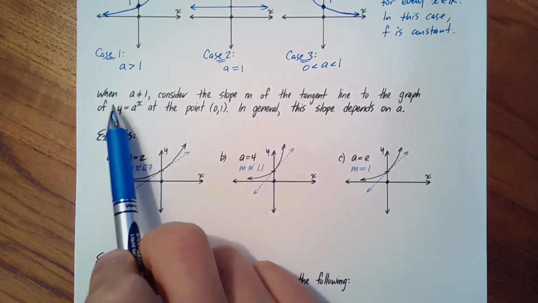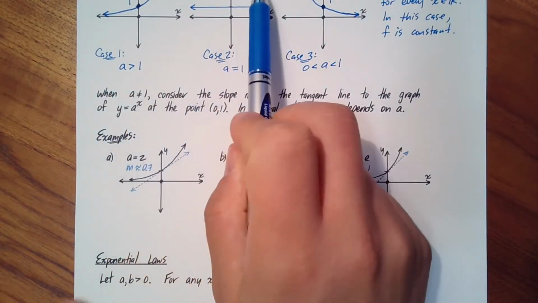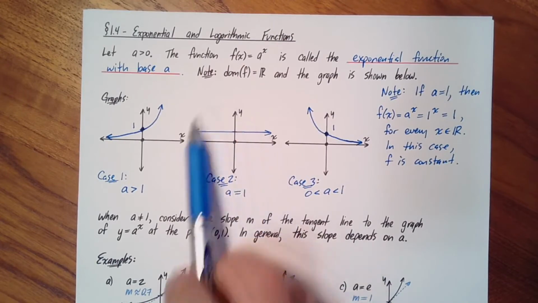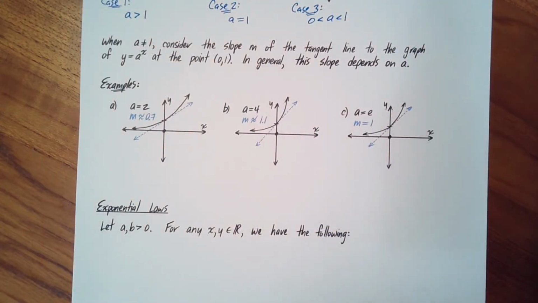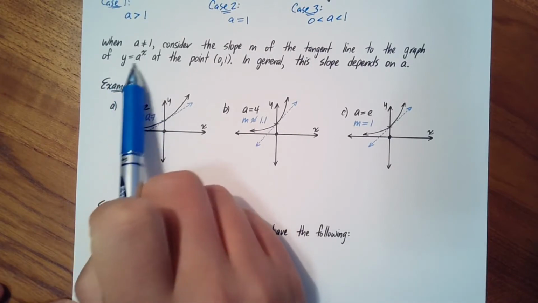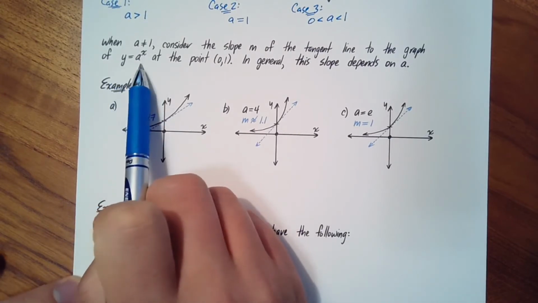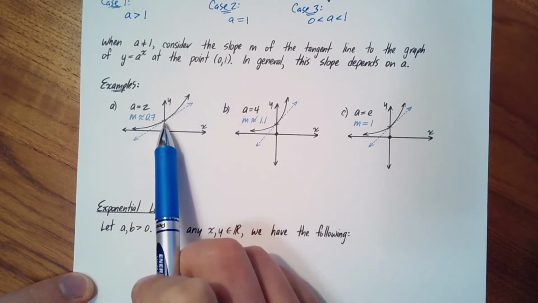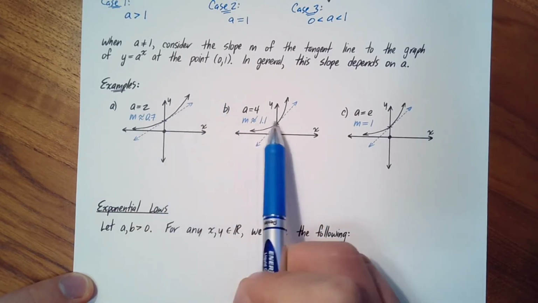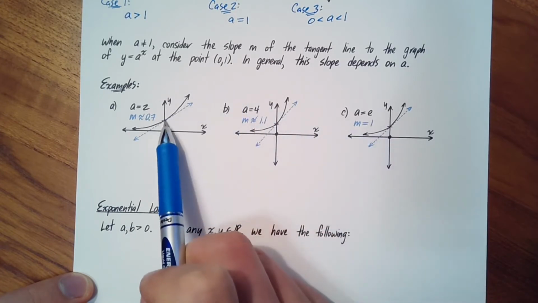Let's read this carefully. When a is not equal to 1, so in other words, forget about this middle case. We don't really care about this case. Consider the slope of the tangent line to the graph of the exponential function at the point 0, 1. Remember, they all go through the y-axis at the point 1. So that's what we mean by the point 0, 1. We're talking about this point here.